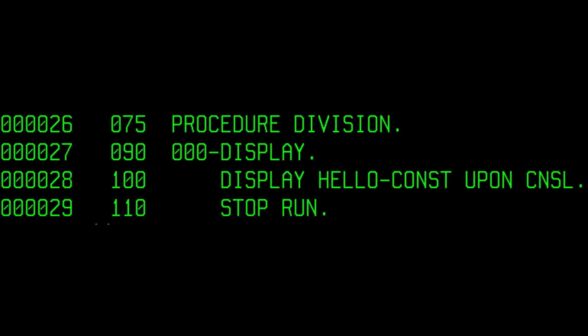The last section is called the procedure division. This is where the actual program logic is, meaning the instructions to perform whatever the program is supposed to do. The procedure division is broken down into paragraphs and can contain sections for functions like an internal sort. In this example, the logic simply tells the computer to display the contents of the HelloConst working storage field on the system console. After that, you see stop run to tell the computer the program is ending.